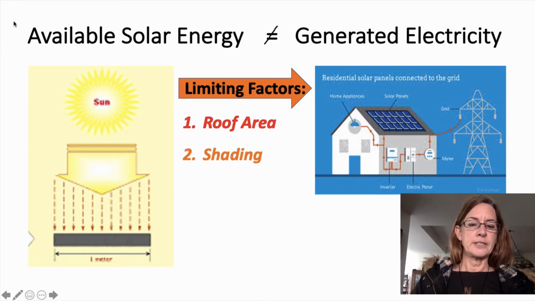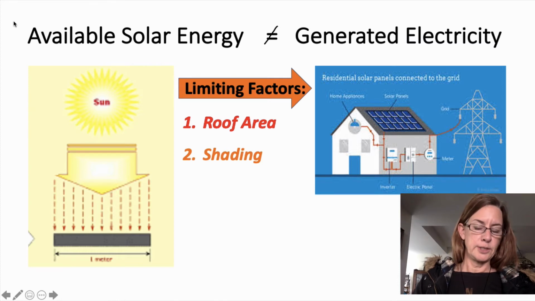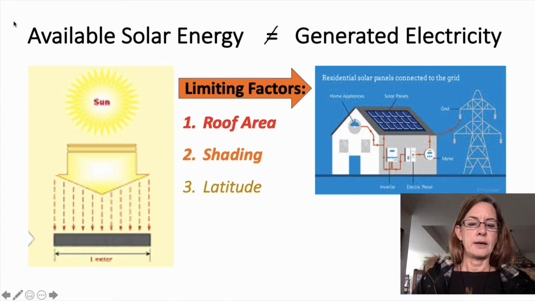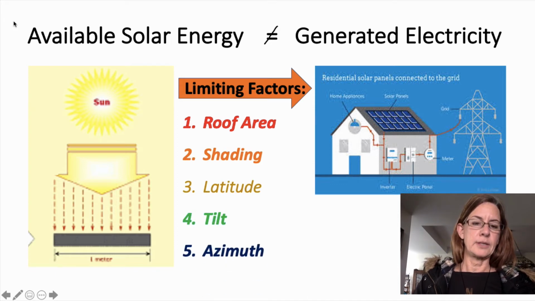And the more solar panels you have, the more electricity you can generate. Another important factor is shading. If you have trees that are shading your roof, then you're not going to have as much solar energy shining down on your solar panels, and you're not going to get as much electricity out of them. And then there are three other factors that also matter, but they require a little bit more explanation.